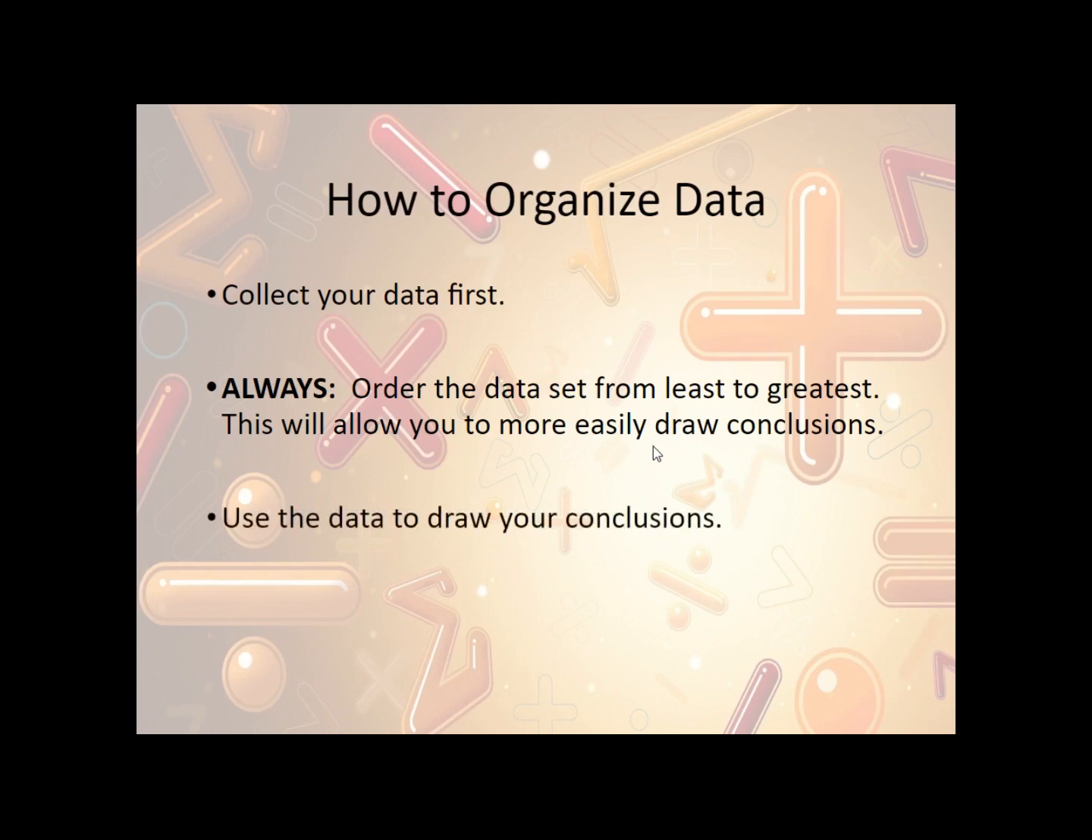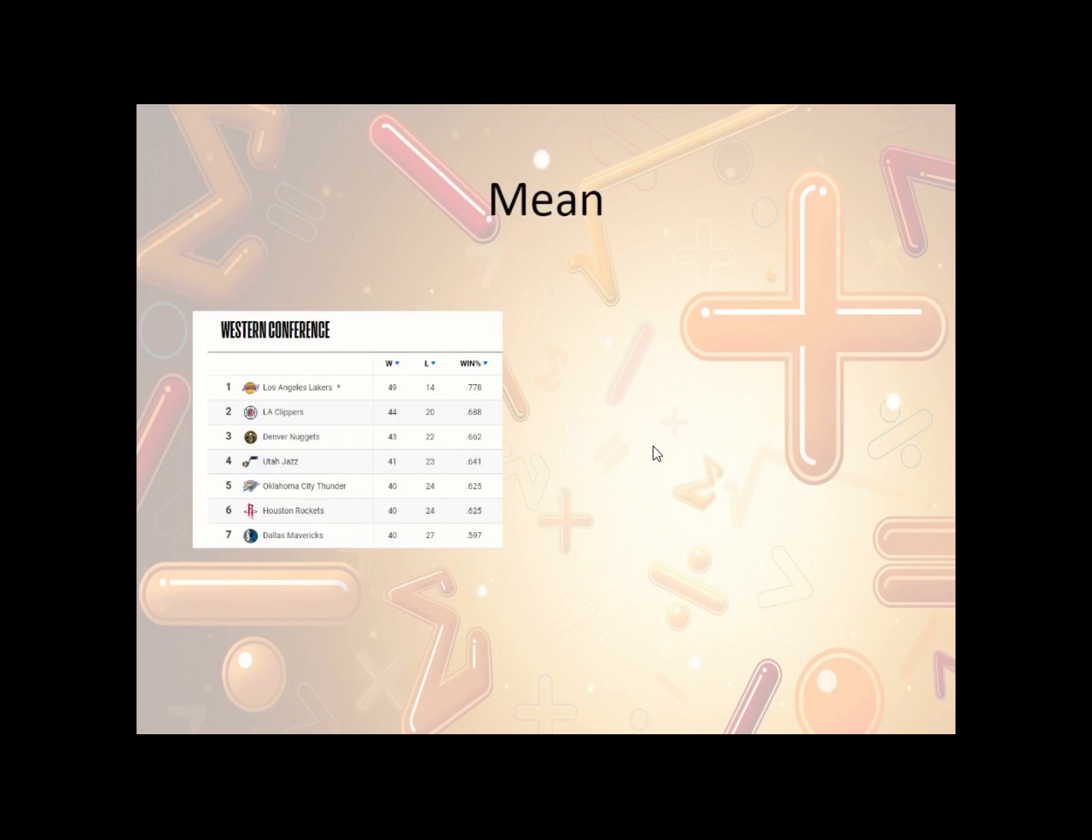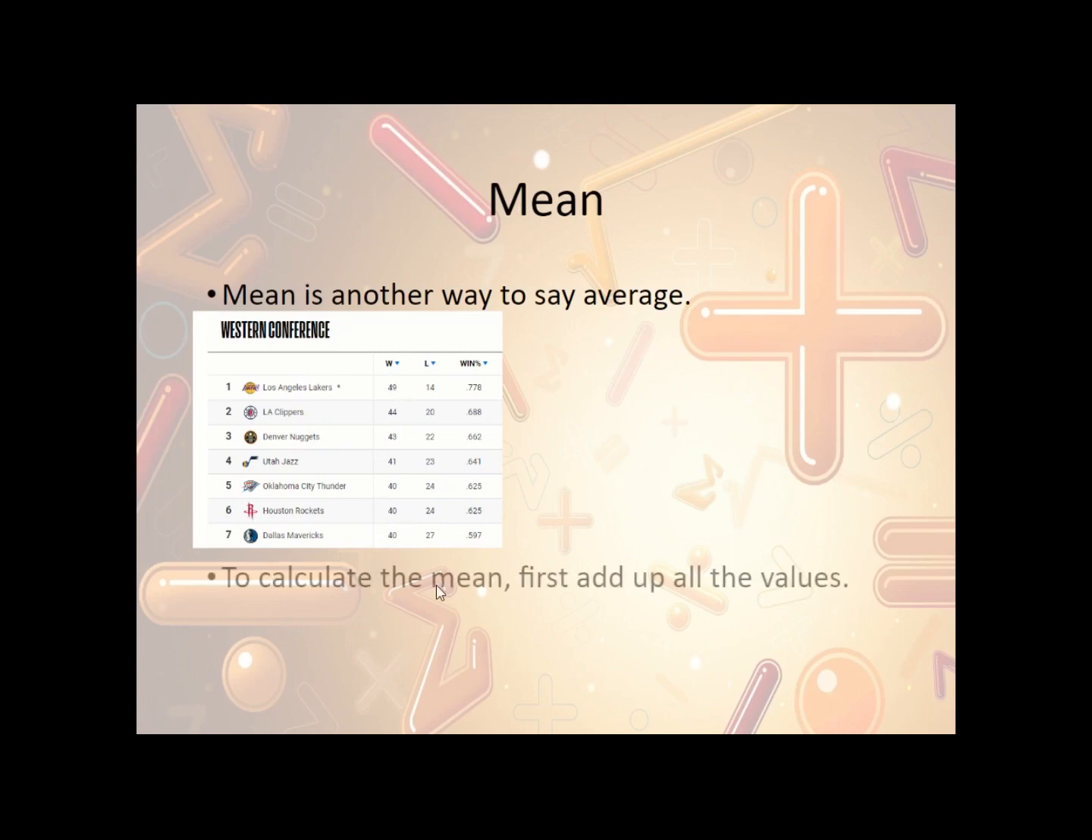Then use your data to draw your conclusions. So let's look at an example here. These are results from a couple years ago. So this is the win totals for the Western Conference. So we're going to find the mean. And another way to say mean is the average. So we're going to find the average of the number of wins.